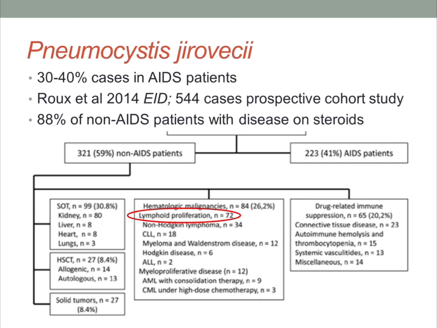In terms of hematologic malignancies, lymphoid malignancies were the predominant ones, 72 of the 84 cases, a lot of Hodgkin's, CLL, things like that. Myeloproliferative diseases, AML, MDS, it's still possible, but it's a lot lower risk than some of those lymphoid malignancies. And then some rheumatologic and connective tissue diseases as well.